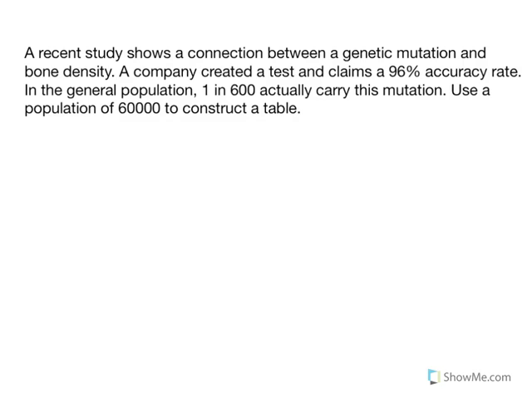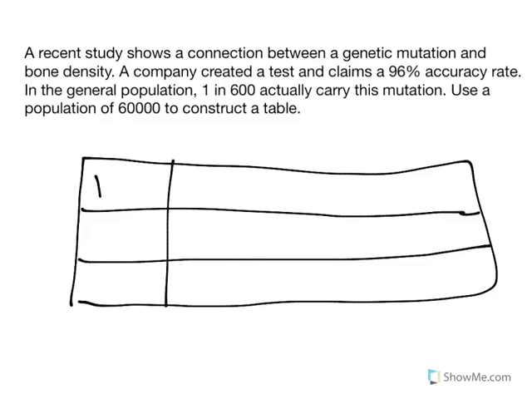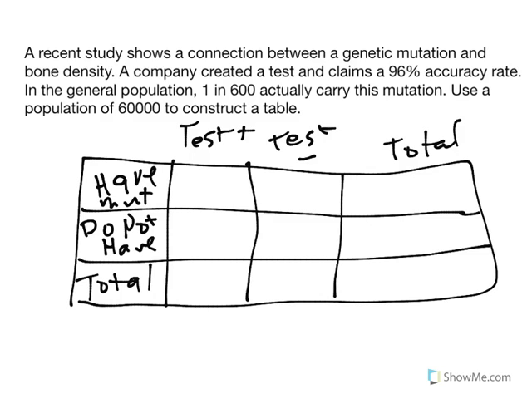So when you think about creating a table for false positives and false negatives, this is how I think of it: this top spot are those that actually have the mutation. These people do not have the mutation, and we would call this our total. Then in this first line, these people will test positive, these people will test negative, and over here is our total. You'll notice these are not equal, and that's okay. So our instructions are to use 60,000 to construct the table.